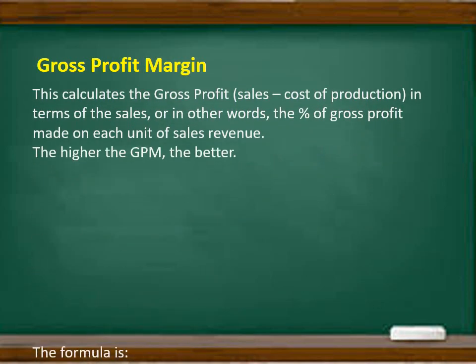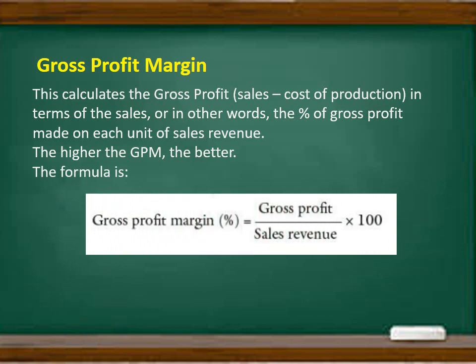Similarly, the gross profit margin, since the gross profit is determined by deducting the cost of production from the revenue. That's sales minus cost of production. So it actually tells you about the efficiency of the operations management. So the gross profit margin for each unit tells you how the sale of the product is contributing to the profitability of a business. So the higher the gross profit margin, the better the business is doing.